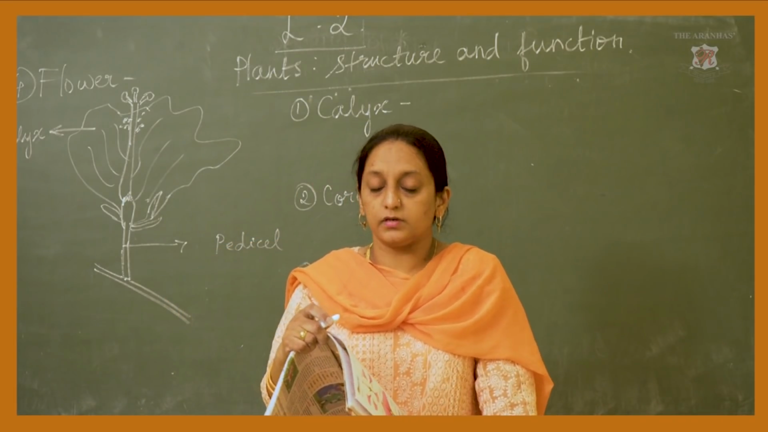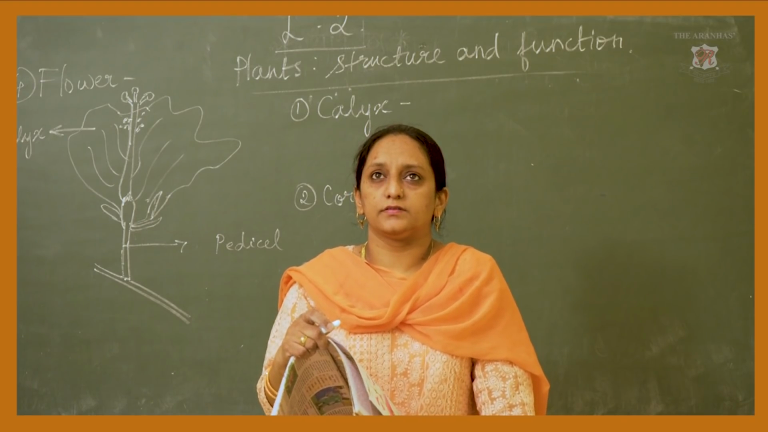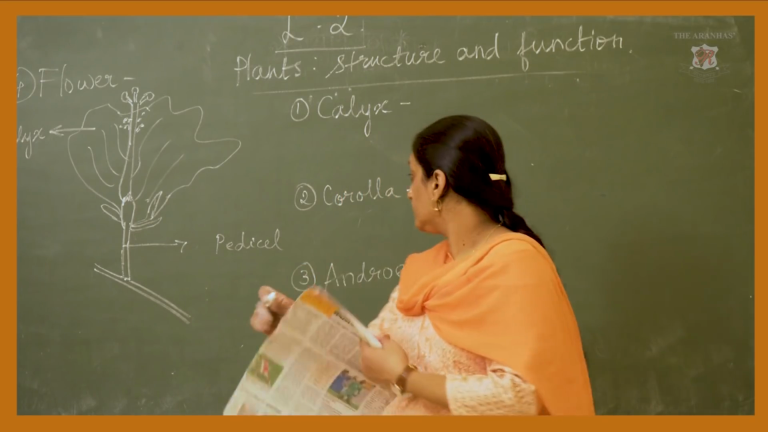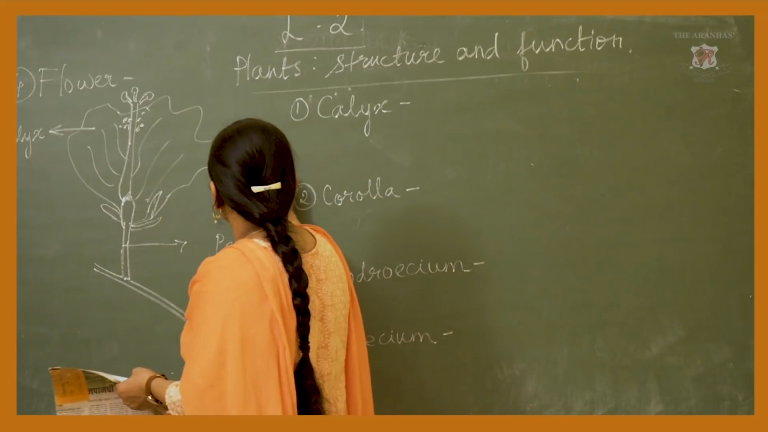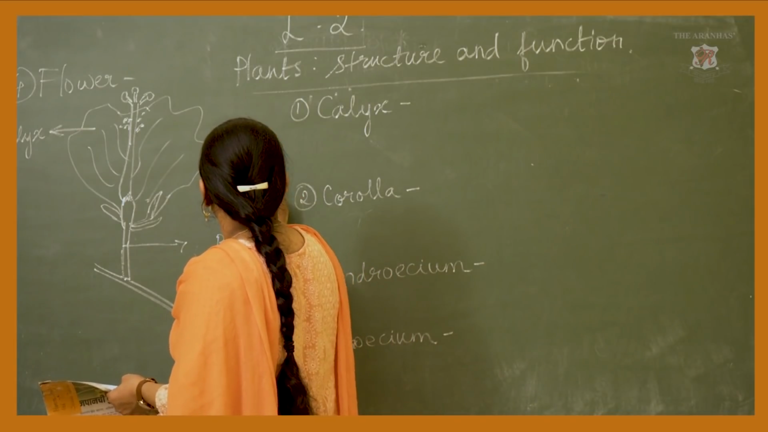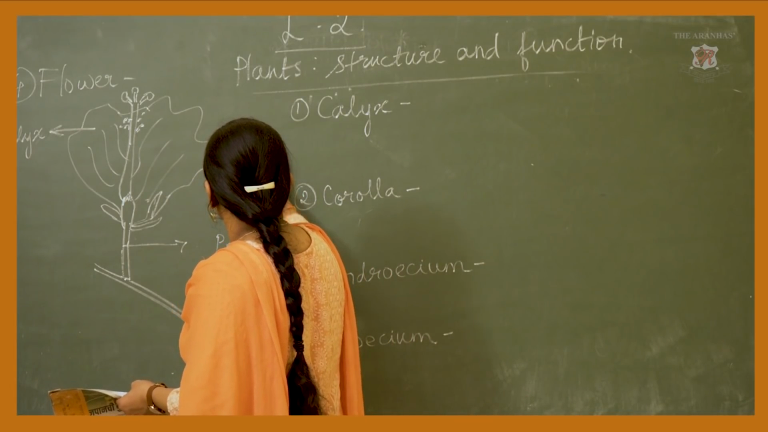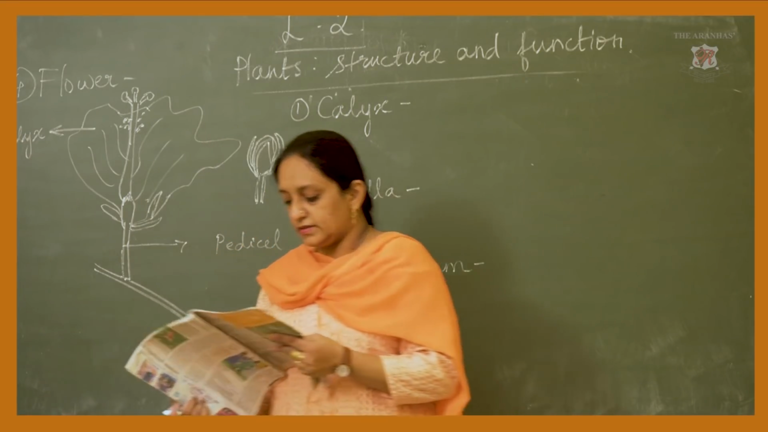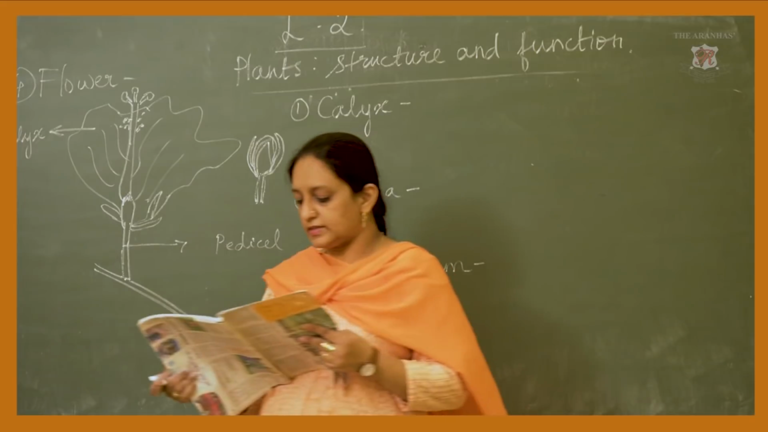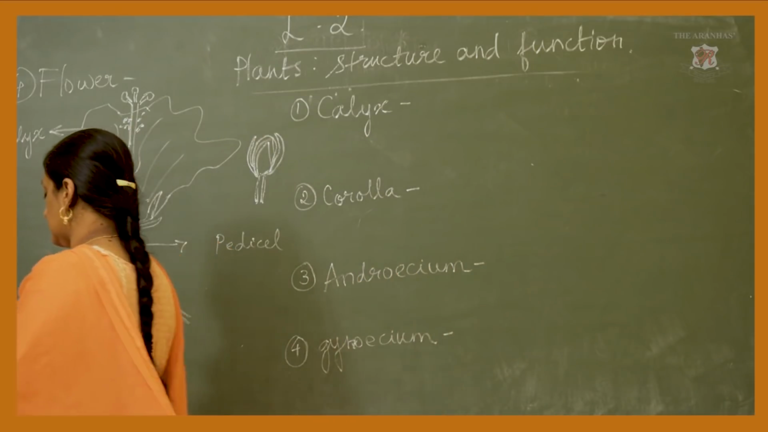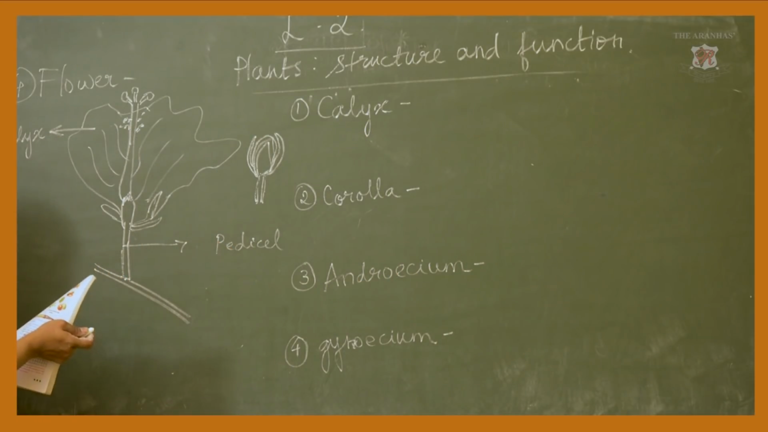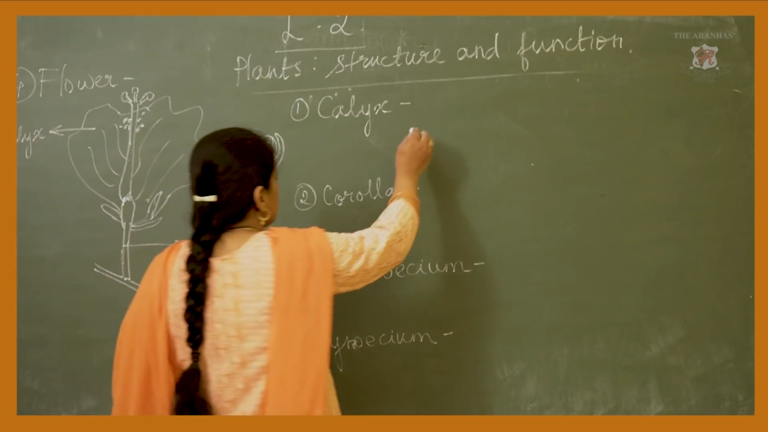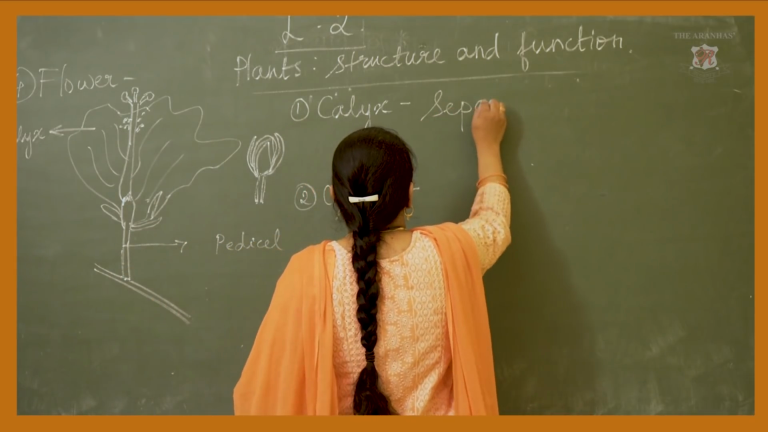The petals are covered by leaf-like parts when the flower is in bud condition. This is the bud condition of the flower. The petals are covered by leaf-like parts, that is called the calyx. Leaf-like parts are called sepals, which form a calyx. So calyx mein hote hai sepals.